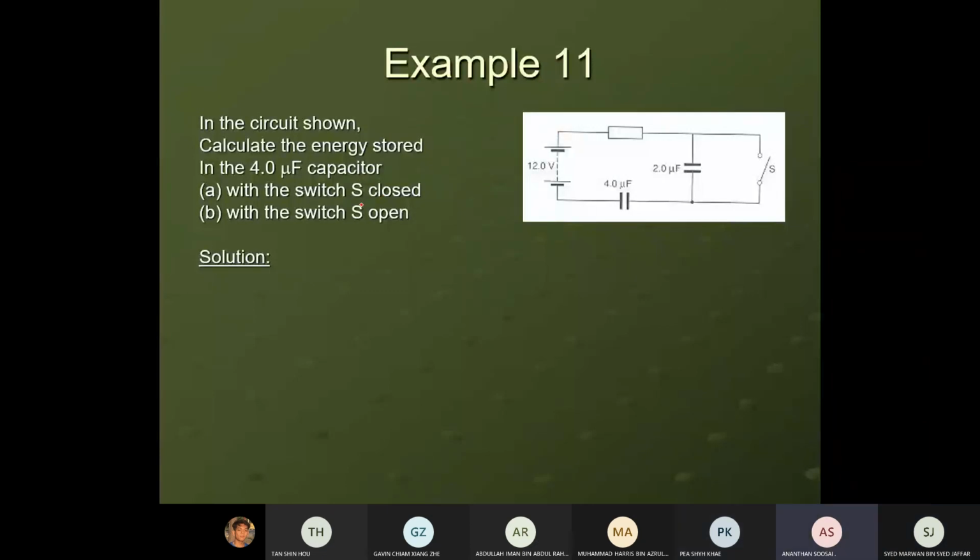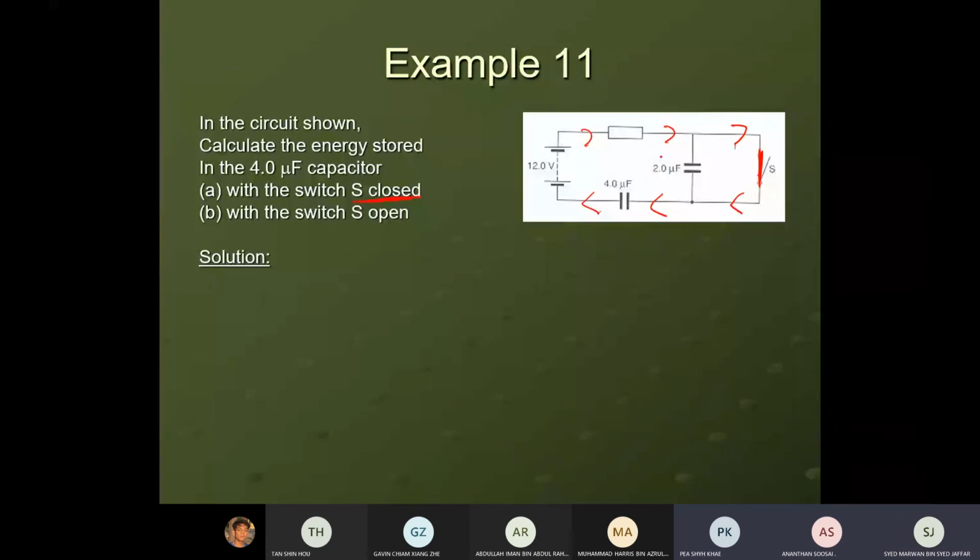So when the switch is closed, the switch here is closed, the current will flow here, here, and where it flows. It flows past the 2 microfarad, or you go to the switch. The current will go to the switch and pass the 4 microfarad.